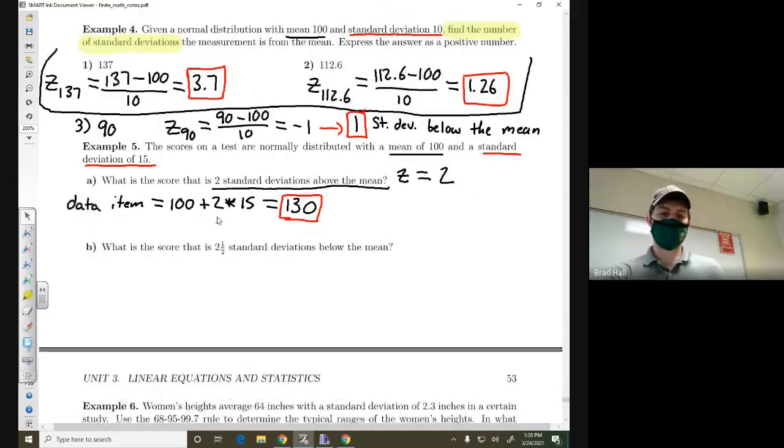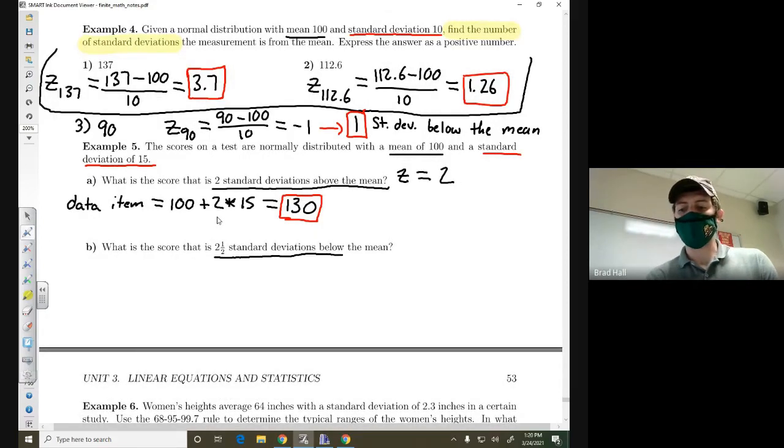Let's look at another one. 2.5 standard deviations below the mean. All right, you all get a chance to redeem yourselves. What does this tell us? It's 2.5. No, no. You're close. So negative. It's negative 2.5, yeah.